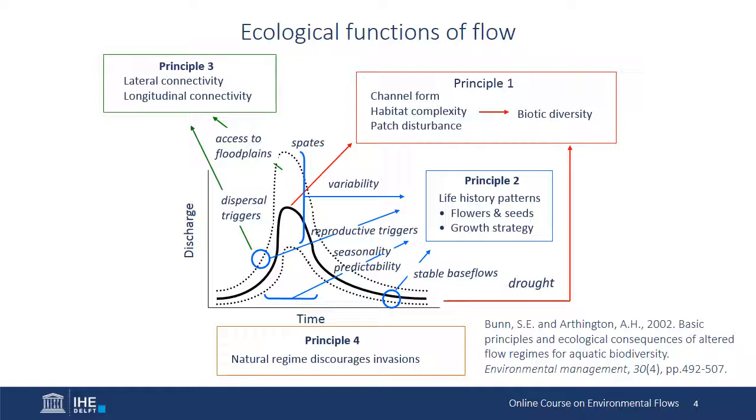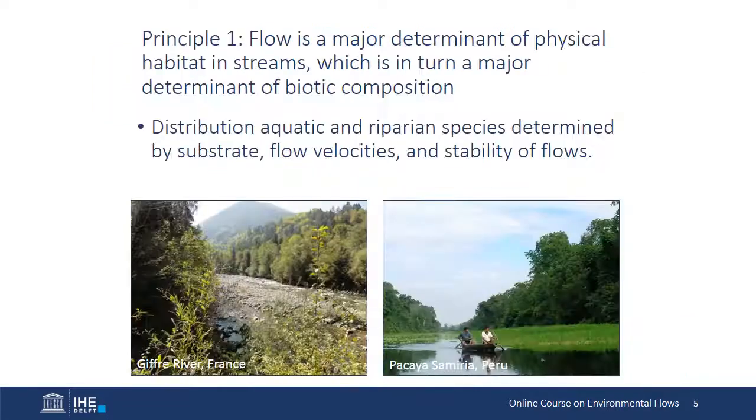Principle 4 considers that alterations in natural flow regimes often advantage invasive species, allowing them to outcompete native species that are disadvantaged by modified habitats, losses in connectivity, and disruptions to annual cycles of flow variability. Now let's have a closer look at these one by one.